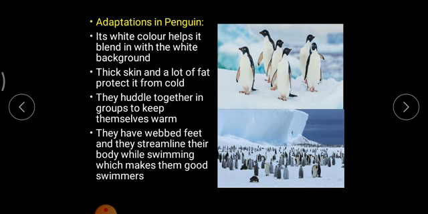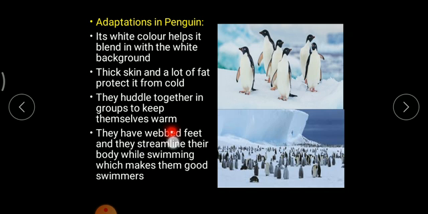They huddle in a group in order to keep themselves warm. As you can see in this picture, n number of penguins are present over here. They huddle together, which means they always stay in a group. Why do they stay in a group? In order to keep warm. Since many penguins are in a group, the area is compact, and the environment in that particular zone is a warm one.